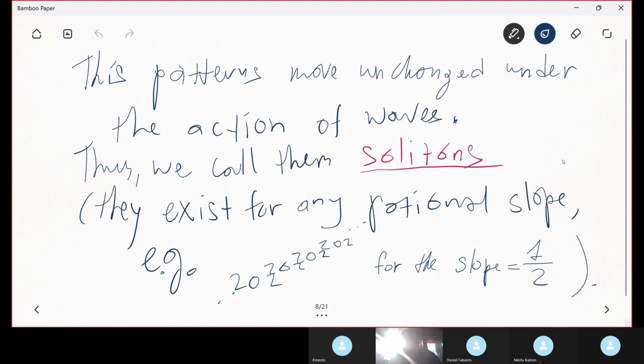And solitons exist for any rational slope. For example, you see this pattern 202, 202, 202 for the 1/2 slope. And the general theorem that I attempt to prove a little bit in the second talk, no, in the third talk, is that those solitons exist and are unique for every slope.